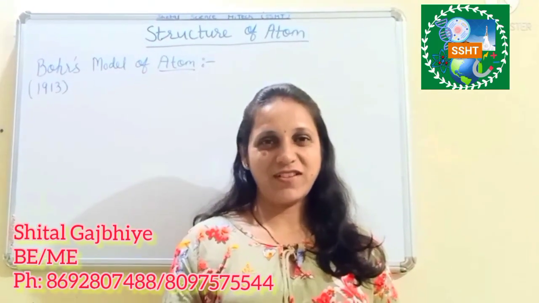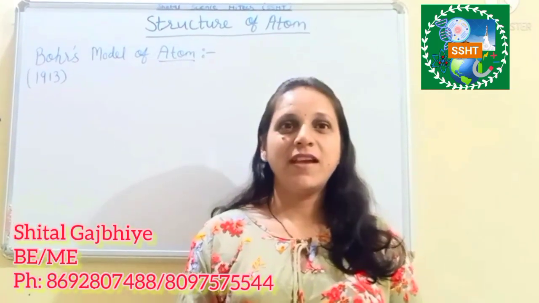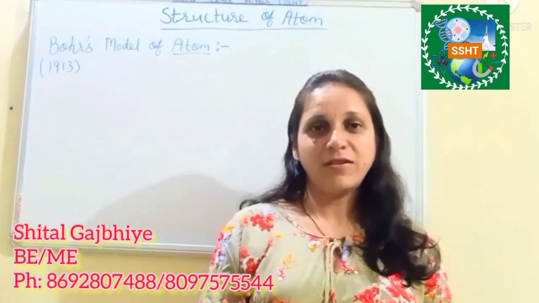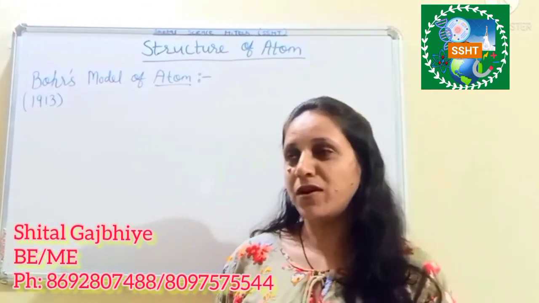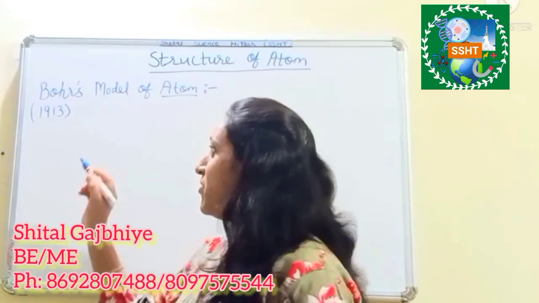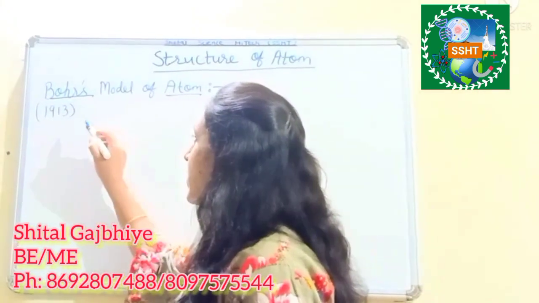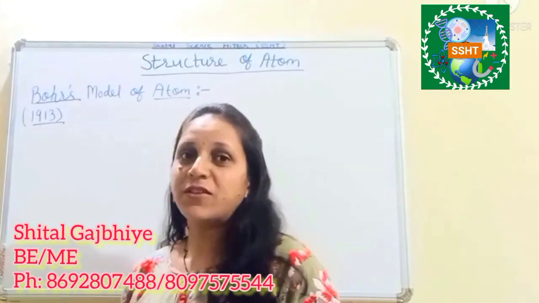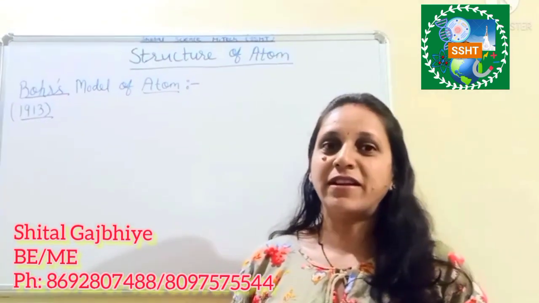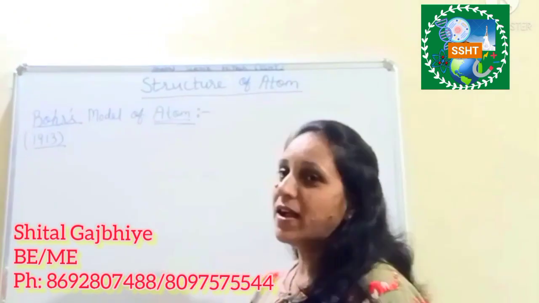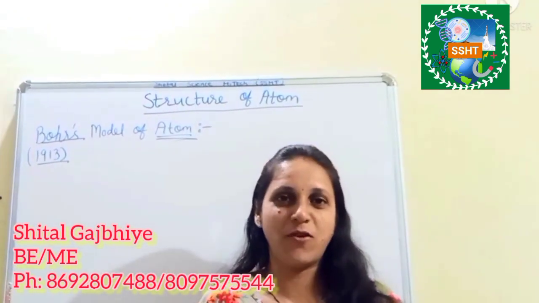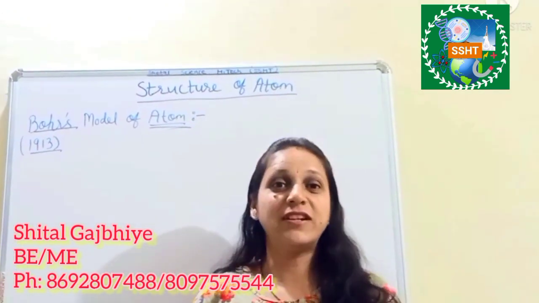Today we are going to discuss the structure of atom. In the beginning, there were many scientists who proposed the structure of atom, but they had some objections. The most useful and easy to understand structure of atom was given by Niels Bohr in 1930. It's a worldwide accepted model and it is easy to understand also. Basically, what is an atom? Atom is the smallest particle of an element which cannot be further divided.